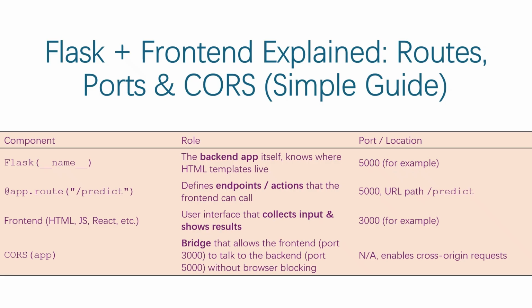Second, the frontend, like HTML or React, runs separately, often on port 3000. It's what users interact with, sending requests and showing results. Now, because these run on different ports, the browser blocks communication by default. That's where CORS comes in. It acts like a bridge, allowing the frontend to safely talk to the backend.